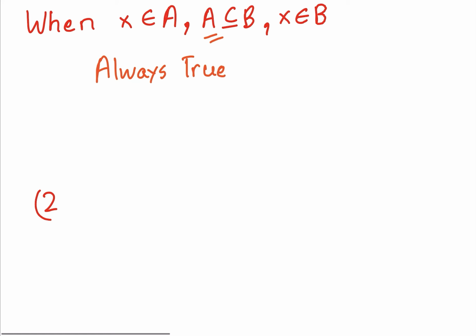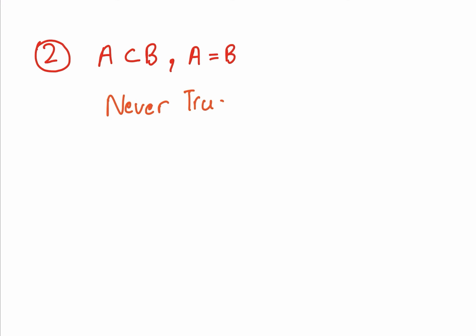Number 2. When A is a proper subset of B, A is equal to B. Pause here to answer. Well, this one is never true, simply because the definition of a proper subset implies that A can never be equal to B. If it was a subset, then that could be sometimes true, but since it's a proper subset, it's never true.